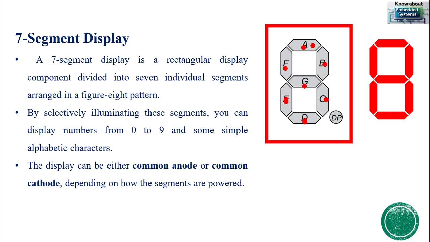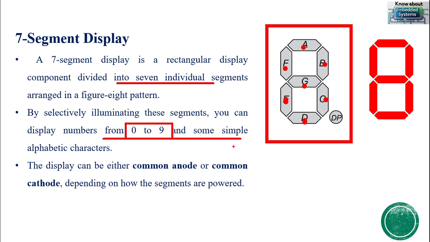Based on your requirement, we can turn these segments on and off, and whenever you turn one on, it produces light and we can see the output on the 7-segment display. That's what it is showing here. The display is divided into 7 different segments, which are nothing but LEDs, and we can display almost all English characters and all numbers on your 7-segment display.